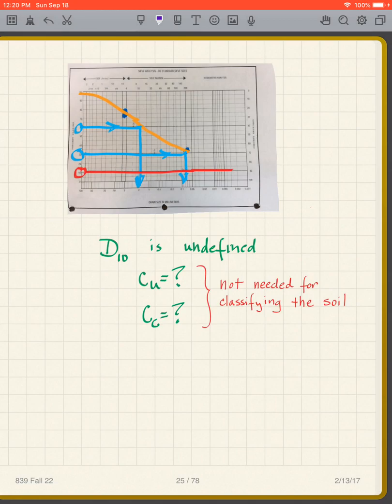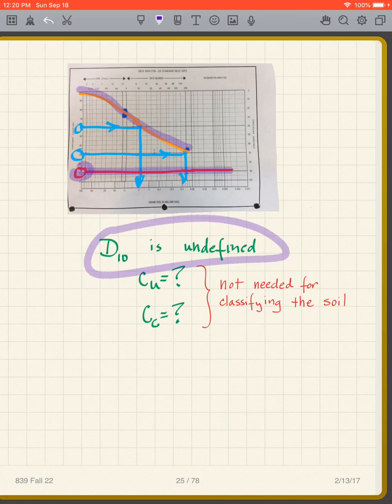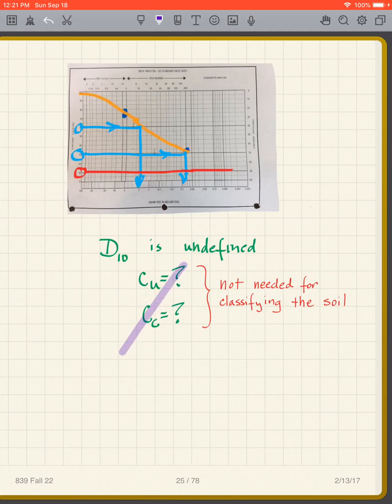And I'll just note that the whole system is set up so that if my curve goes here, there's no 10. The 10 doesn't exist, so D10 is undefined. If we have that situation where D10 is undefined, the system is set up so that you don't need CU or CC. So don't worry about it if you can't come up with a D10.